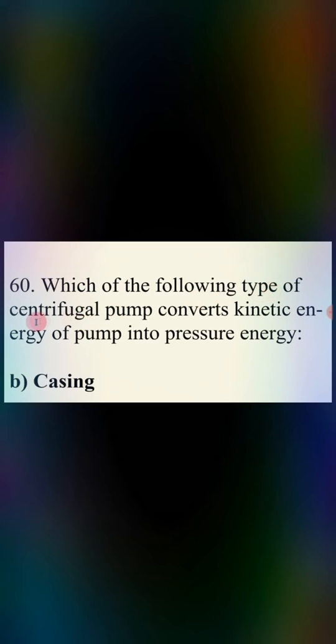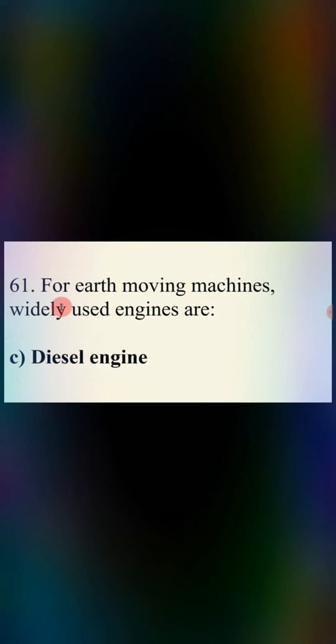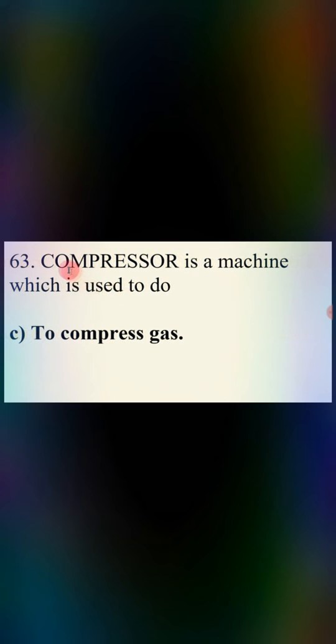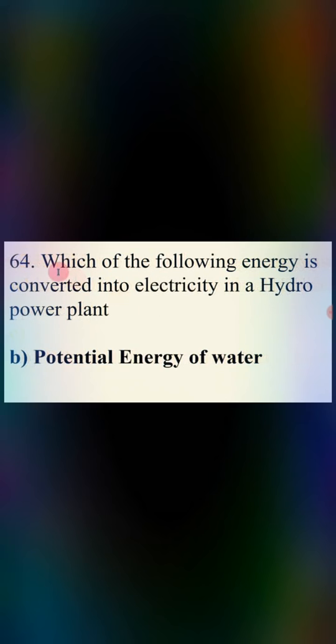Which type of centrifugal pump converts kinetic energy into pressure energy? Kinetic energy is converted into pressure energy by the casing. For earth moving machines, widely used engines are diesel engines. The correct location of the economizer is between the furnace and the preheater. Compressor is a machine which is used to compress gas.